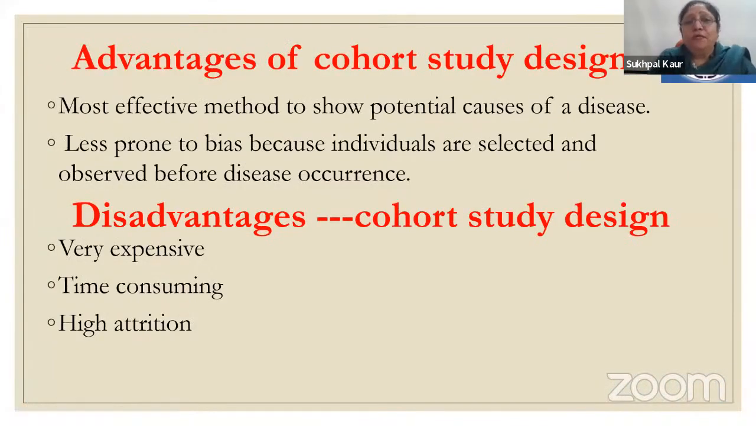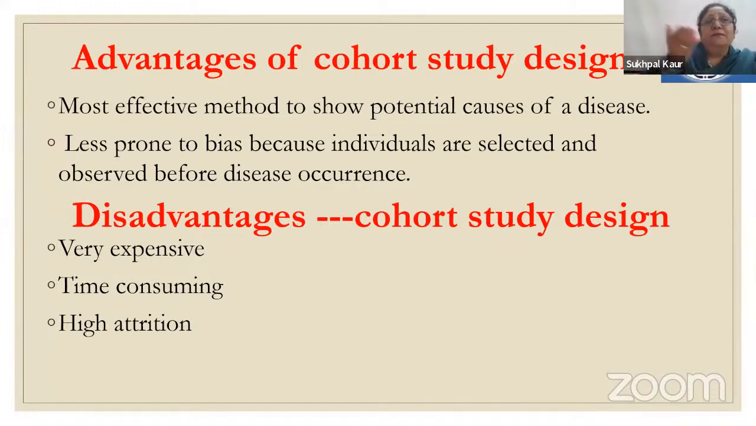So the advantages of cohort studies include that they are the most effective method to show the potential cause of a disease. They are less prone to bias because individuals are selected and observed before the occurrence of the disease. However, there are certain disadvantages: they can be very, very expensive. They can be time consuming. And moreover, there could be high attrition.